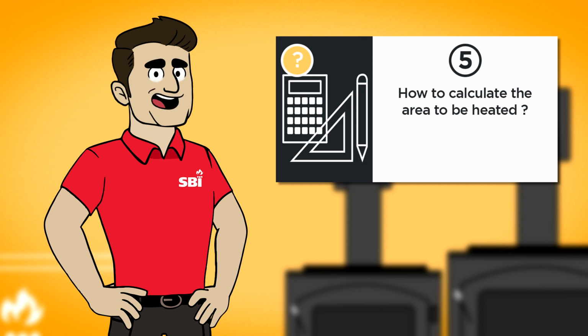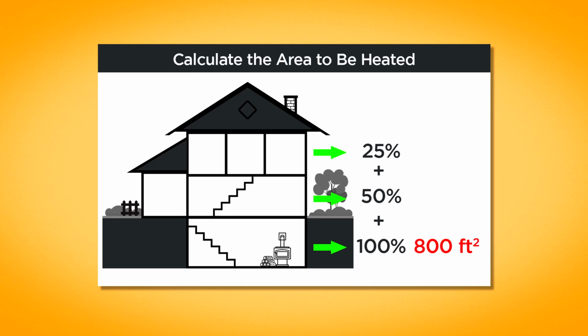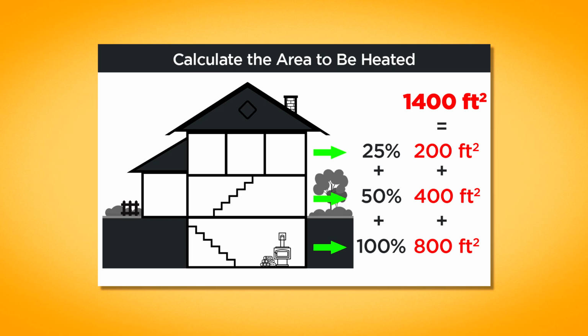To determine the area to be heated, calculate 100% of the area of the floor on which the wood-burning stove is installed, plus 50% of the floor above, plus 25% of the next story if there is one. For example, a wood stove installed in the basement of an 800 square feet, two-story house will give 1,400 square feet of theoretical area to be heated.